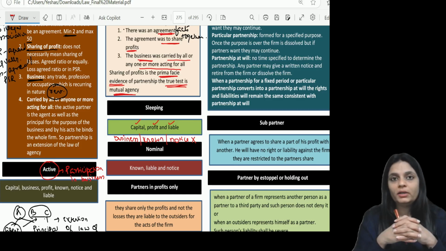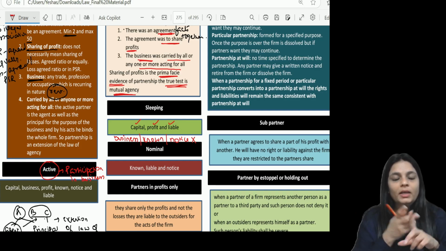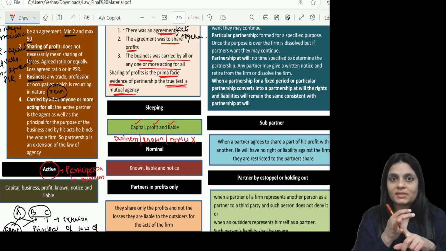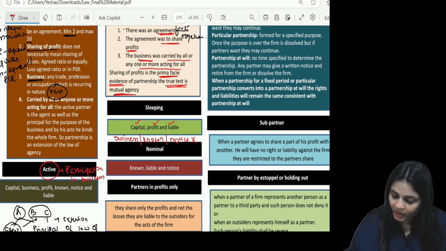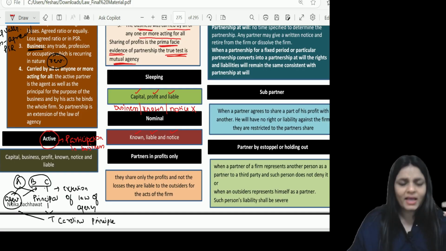Does he share profits and losses? Generally, he gets a fixed royalty. But yes, he can get profits, that's different, but generally, he gets a fixed royalty. Is he known to the outsiders? Well, he is a nominal partner. His name is lent. Yes, he is known to the outsider. Is he liable to the outsider? Yes. If he retires from the firm, should he give notice? Yes. So, when we say nominal partner, he is known to the outsiders. He is liable. He has to give notice.